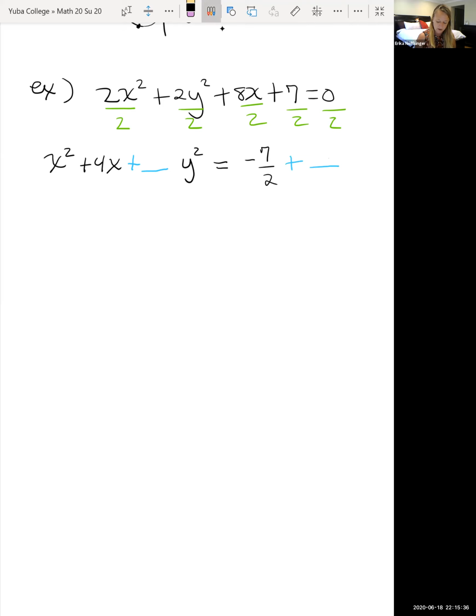So you're looking at the number in front of your x term. You're dividing that by 2 to figure out what number you're going to add. So 4 divided by 2 is 2. Take that number, multiply it by itself. 2 times 2 is 4. So we're going to add 4 to both sides of our equation.